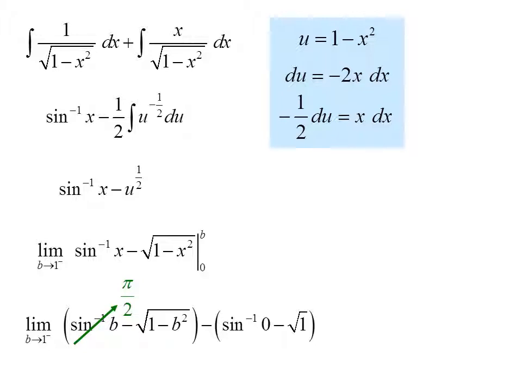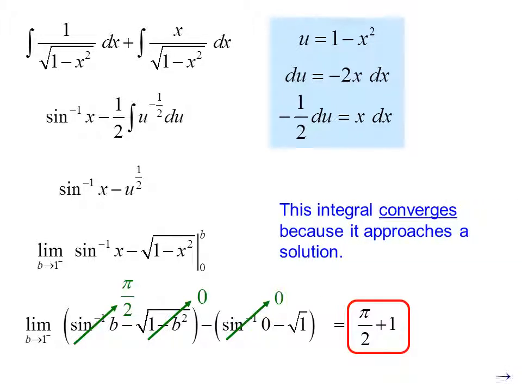As b approaches 1, the inverse sine of 1 is pi over 2. As b approaches 1, we have 1 minus 1 is 0. The inverse sine of 0 is 0. So we get pi over 2 plus 1. This integral converges because it approaches a solution.